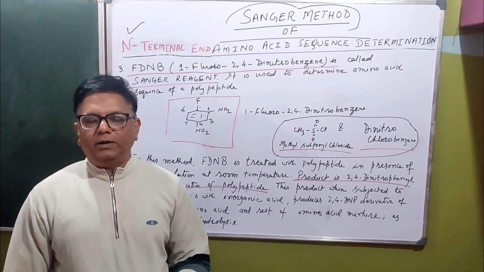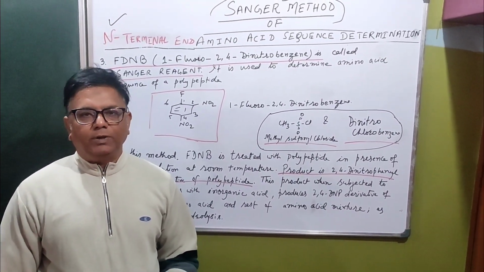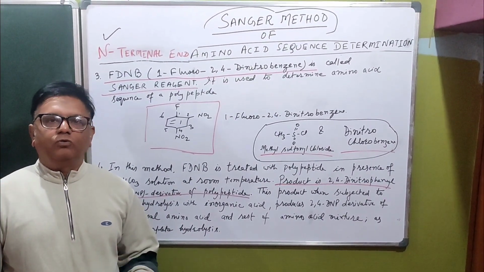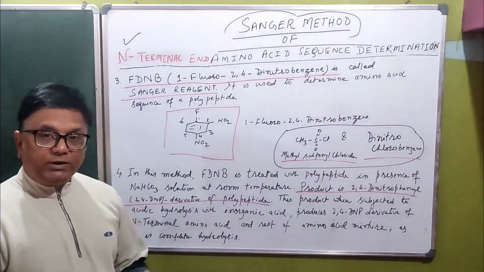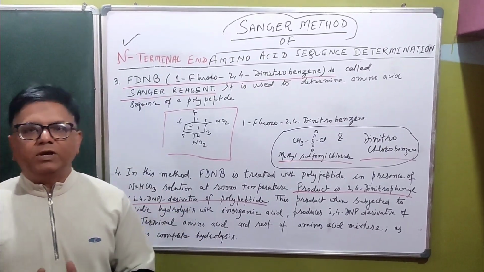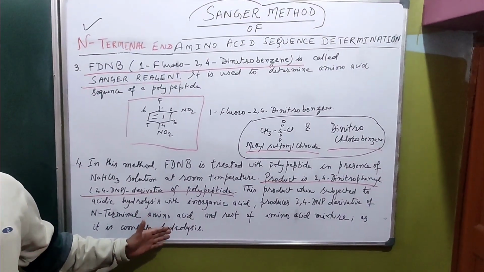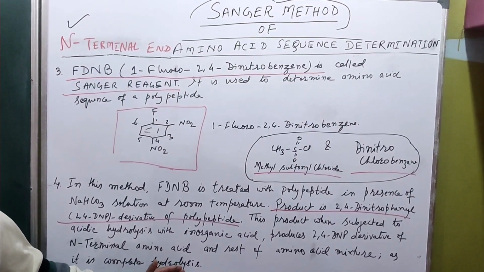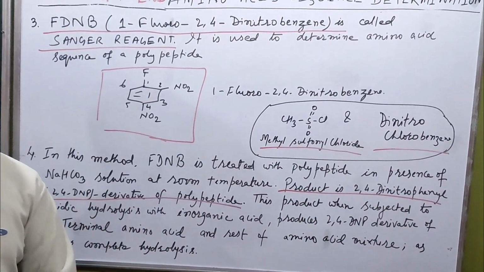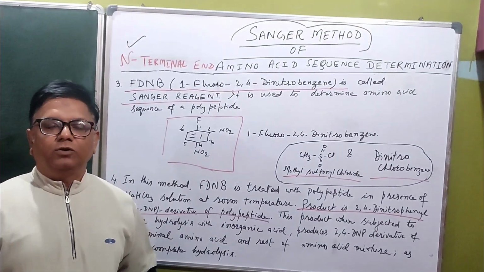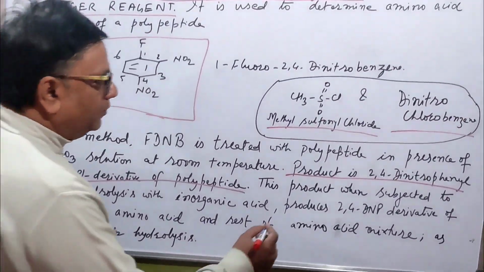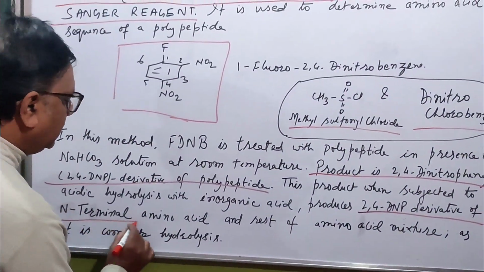Right now what you see is that he reacted the given polypeptide, his insulin most of the time, with FDNB and sodium bicarbonate solution at room temperature, and he got the 2,4-dinitrophenyl derivative of the polypeptide. This derivative is subjected further to acidic hydrolysis. I have given acidic hydrolysis in detail in my video. It is acidic hydrolysis with an inorganic acid. You can have organic acids also, but he did acid hydrolysis with an inorganic acid, which leads to the 2,4-dinitrophenyl derivative of the N-terminal amino acid.